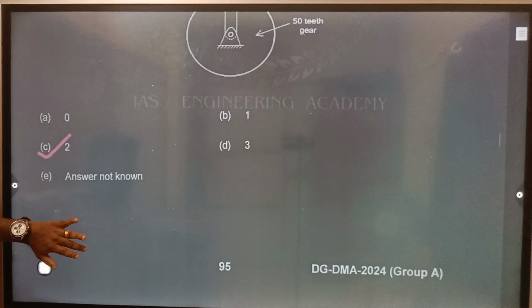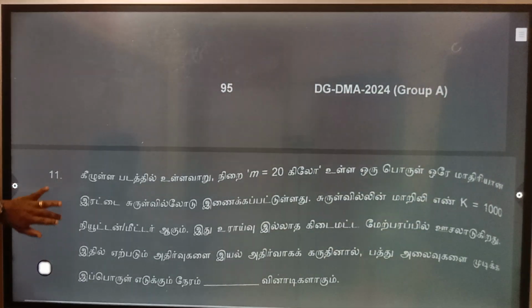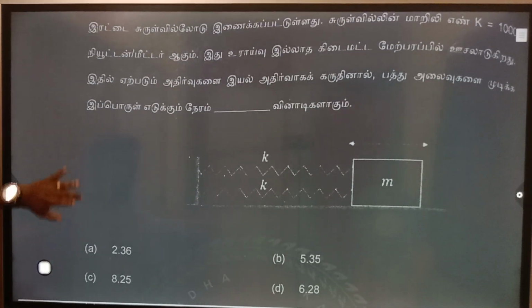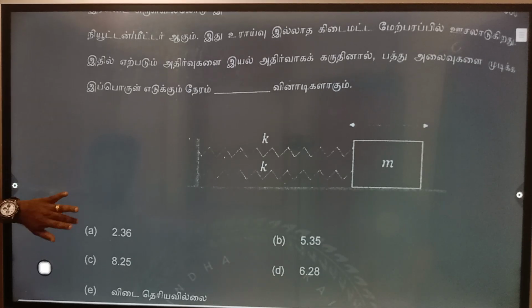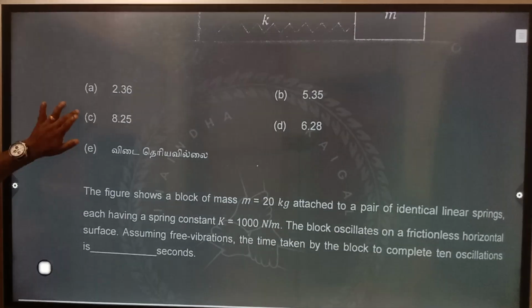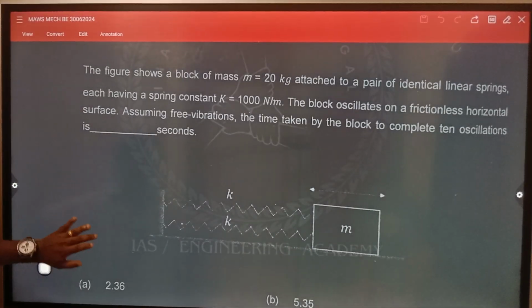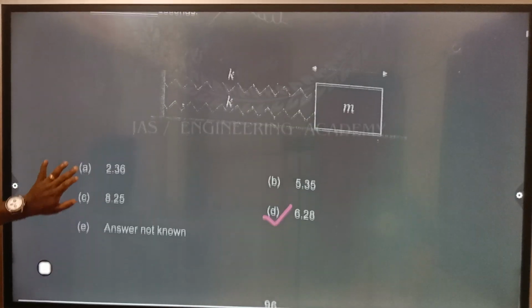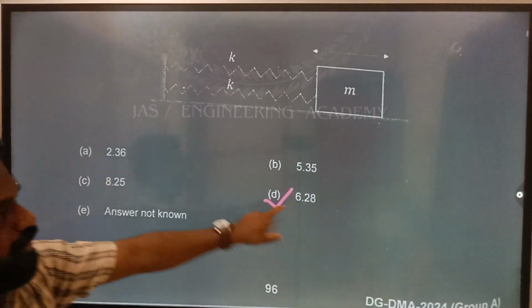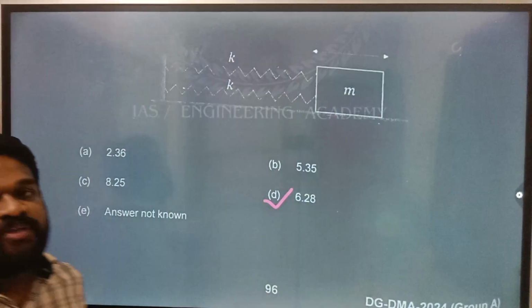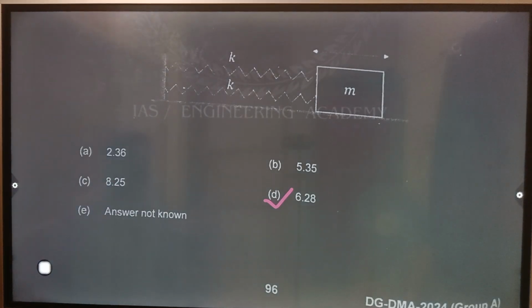Okay. Next, 11th question. Figure shows a block of mass m equal to 20 kg and a spring. After calculation you will get 6.28, that is 2 pi. The answer will be 6.28, that is 3.14 into 2. So the answer is D.